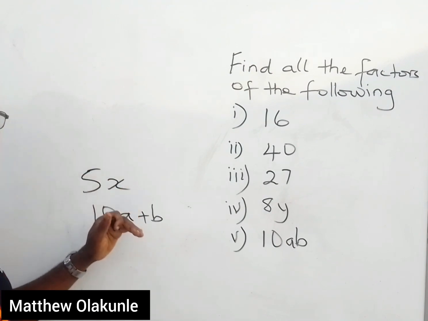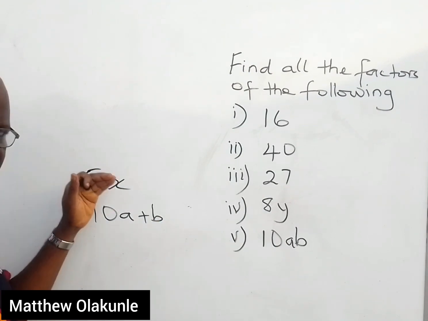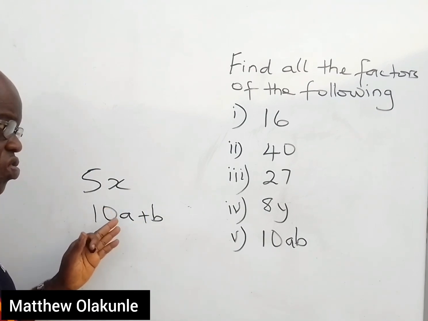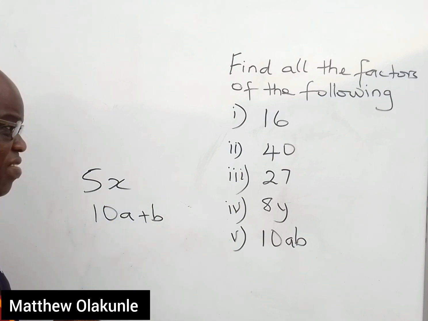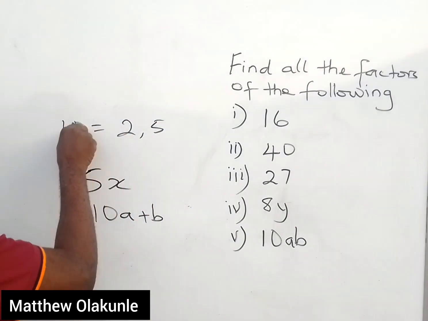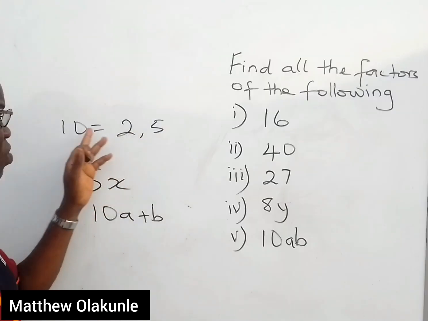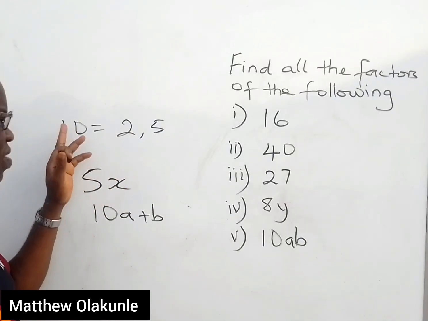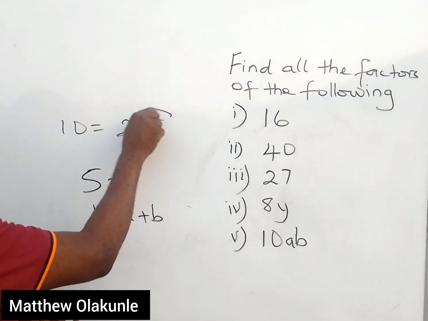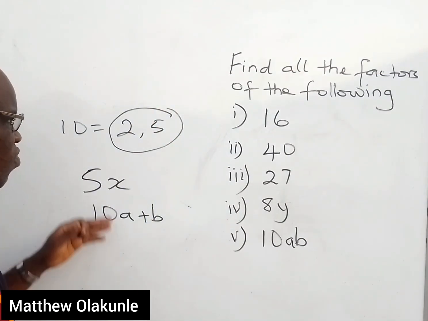So now we want to find the factors of natural numbers as well as algebraic terms. Now we should also note what we call factors. In a very simple way, factors are those numbers that can go into a particular number without remainder. For example, 2 and 5 are factors of 10 because 2 and 5 can go into 10 without any remainder. 10 divided by 2 is 5. 10 divided by 5 is 2. Therefore, these ones are factors of 10.